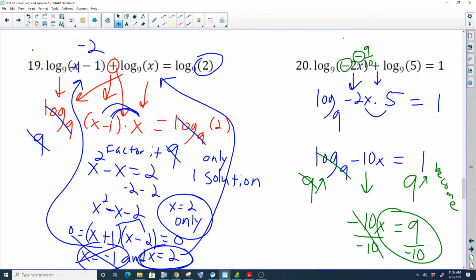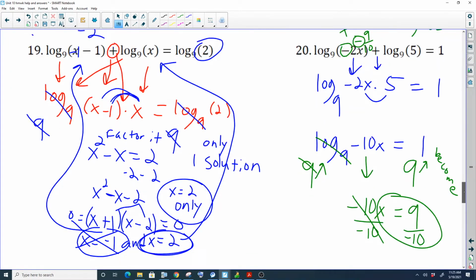And a negative times negative is a positive, so we're good. Just make sure that there's no negative numbers in those logs there. So that will work, promise. You can plug it in your calculator. It'll work. Okay, beautiful. There we go.